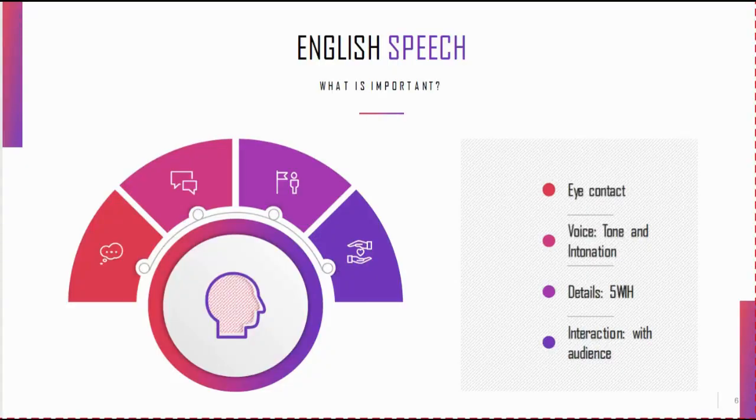Okay, so I talked about English presentation, English speech, the structures, and basic things. But now I'm going to talk about very, very important key points of English speech. Some parts will be repeated, some parts will be new, so please pay attention to it. So what is important for English speech? First one, eye contact is very important.